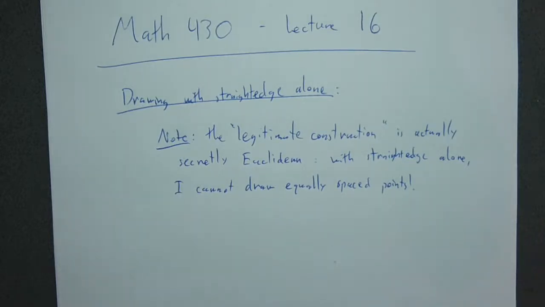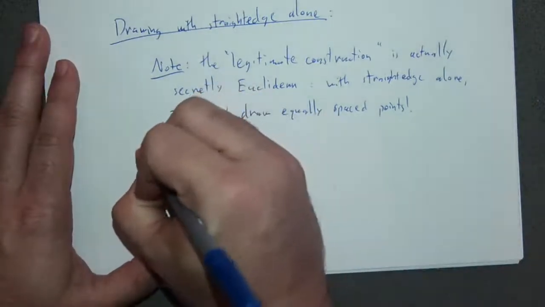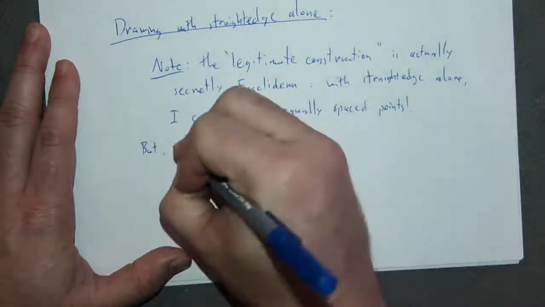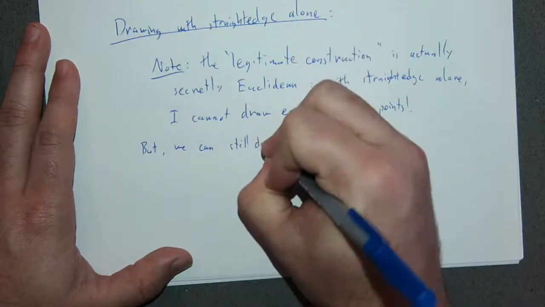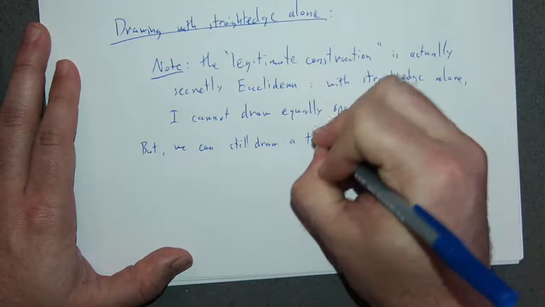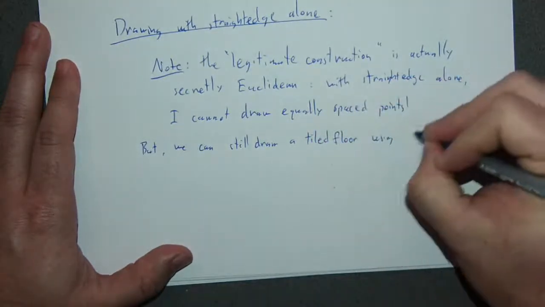Nevertheless, it has a lot in common. I mean, one, it does use perspective, and it does introduce this idea of having a horizon line. But like I said, it is secretly Euclidean because it requires both a compass and straight edge. But we can still draw a tiled floor using straight edge alone.